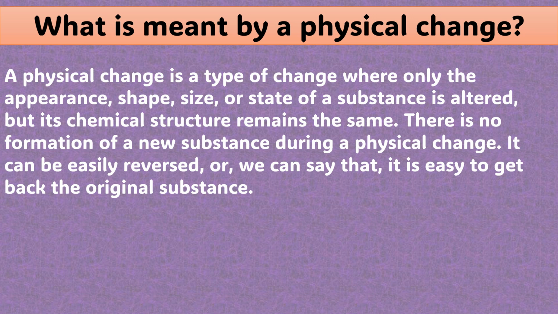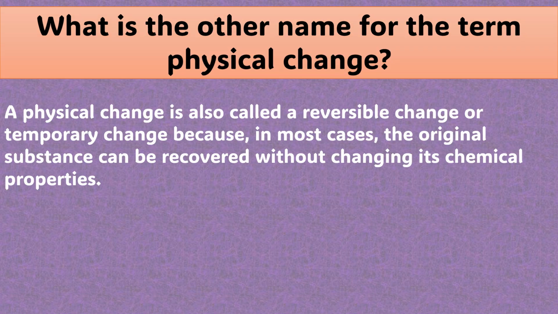Question number 5. What is meant by a physical change? Answer. It is a type of change where only the appearance, shape, size, or state of a substance is altered, but its chemical structure remains the same. There is no formation of a new substance during a physical change. It can be easily reversed, or we can say that it is easy to get back the original substance.